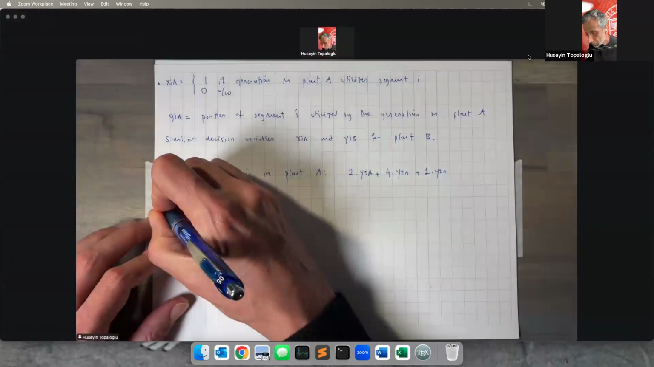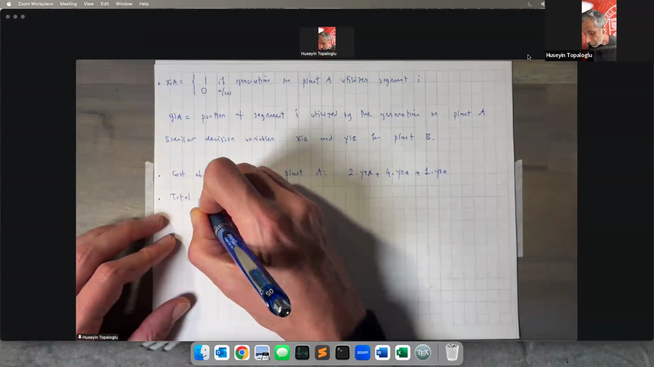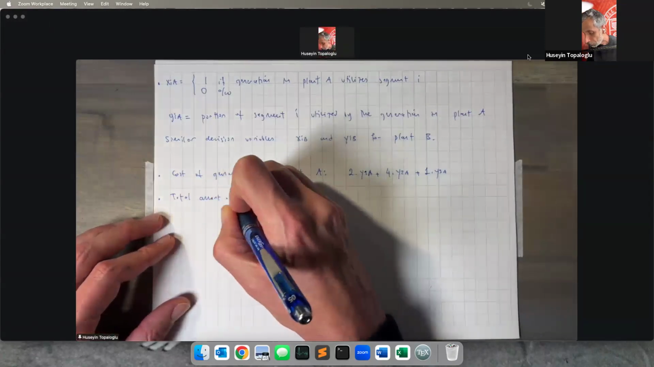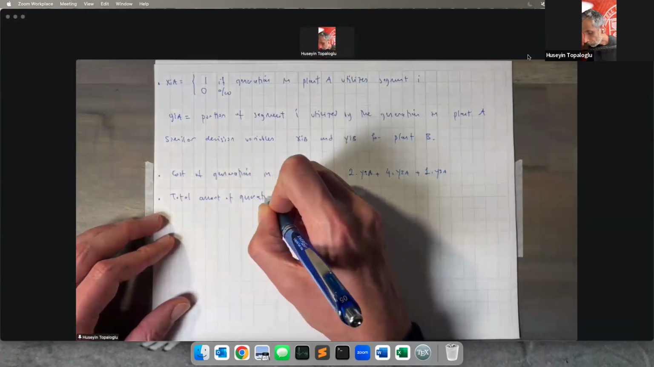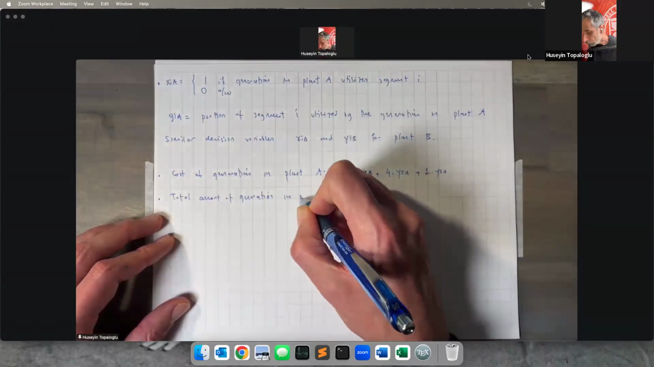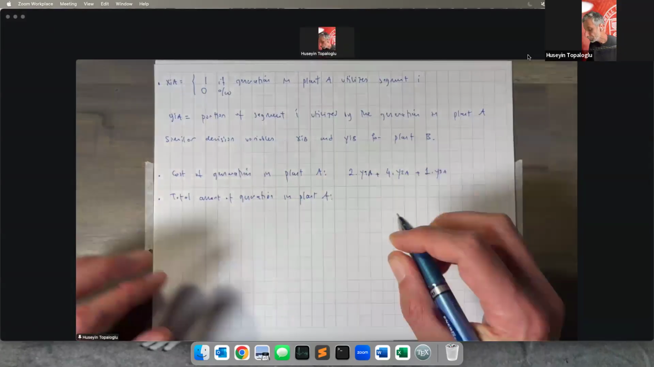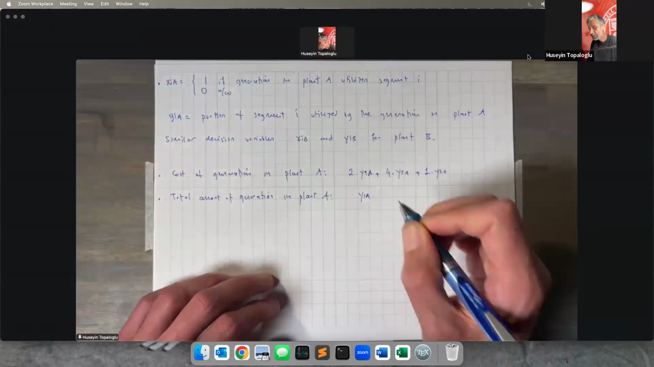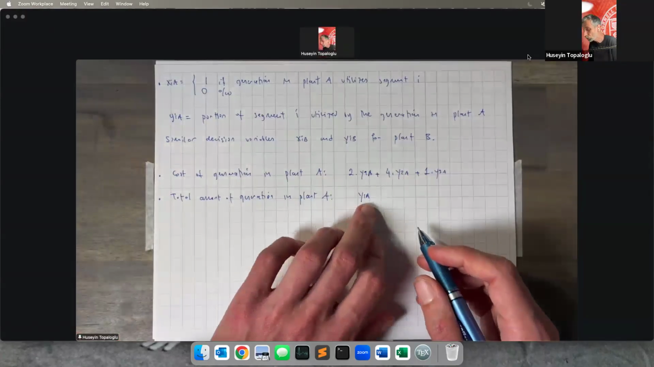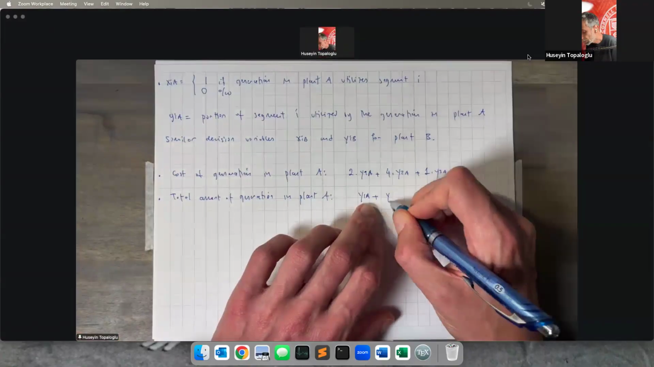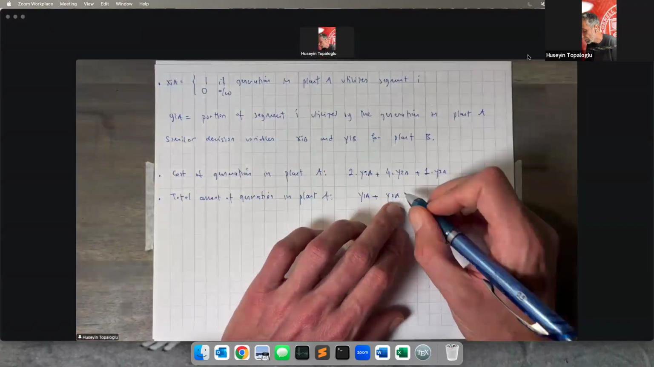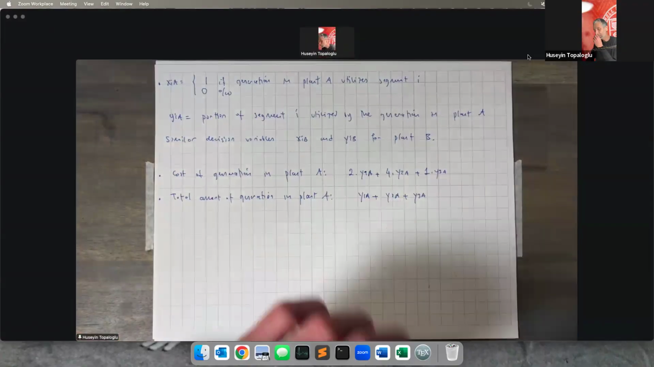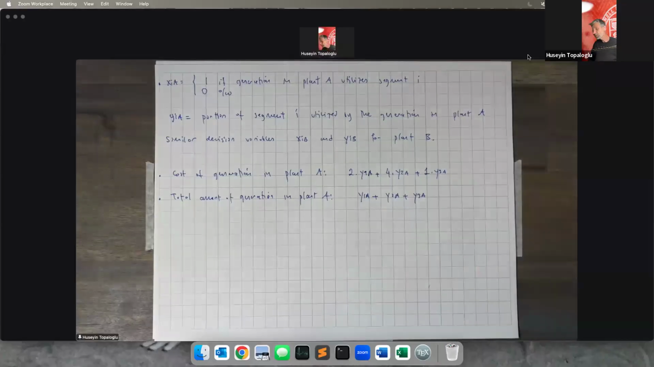And what is the total amount of generation in plant A? Well, Y1A is the amount of segment 1 I utilize in plant A. Y2A is the amount of segment 2 I utilize in plant A. Y3A is the amount of segment 3 I utilize in plant A. This is the total amount of generation that I make in plant A.